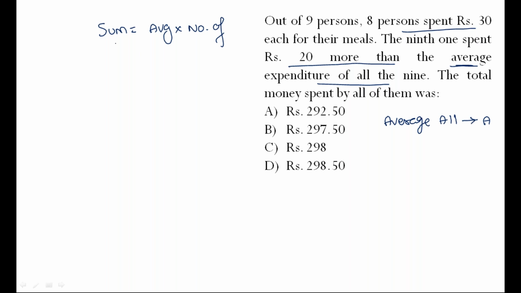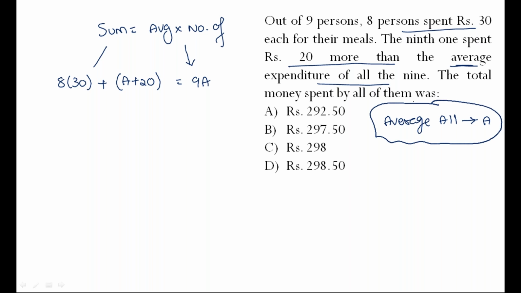Now sum is what? 8 persons, each person is paying 30 rupees. 9th person is spending 20 more than the average. And let it be average is A. As you have 9 persons, 9A. Guys, hope you understand this equation. Why 9? Number of persons is 9. Why A? I don't know the average. Let it be A.